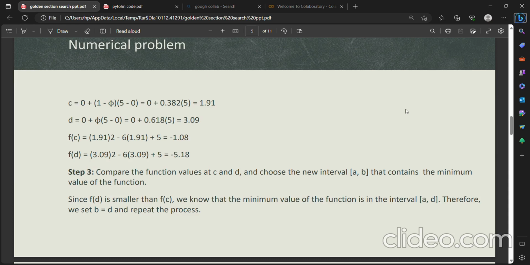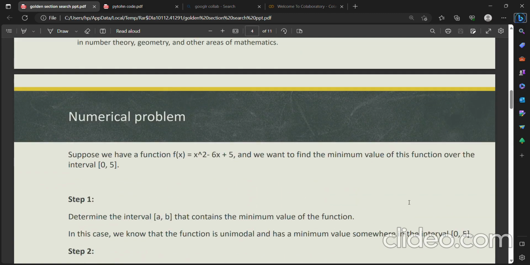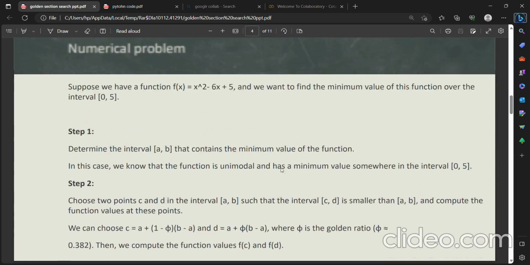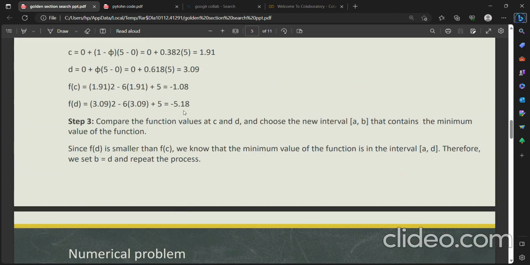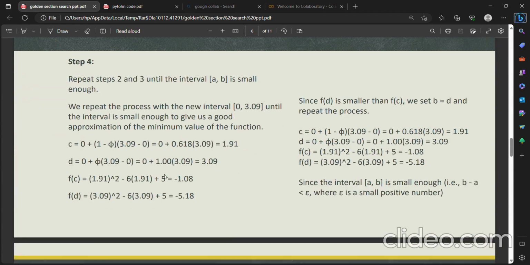So as we know that f(d) is smaller than f(c), the interval will be [a, d]. Therefore, we can set b equal to d and repeat the process.